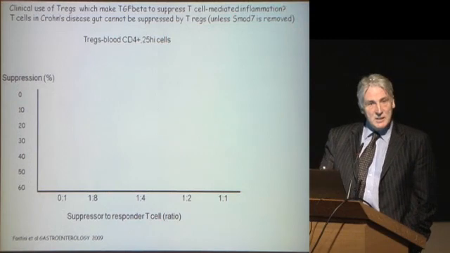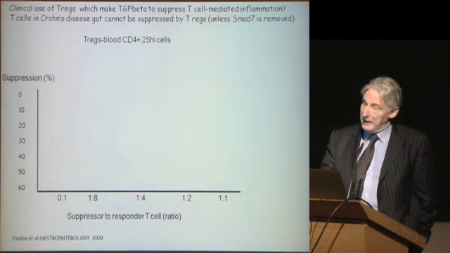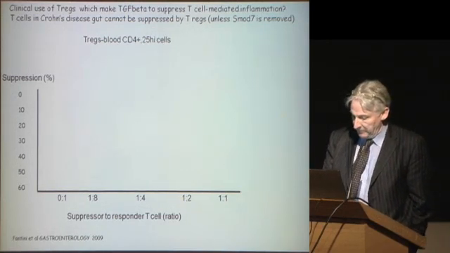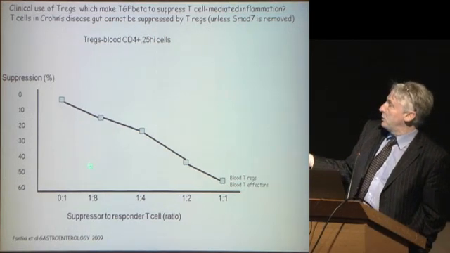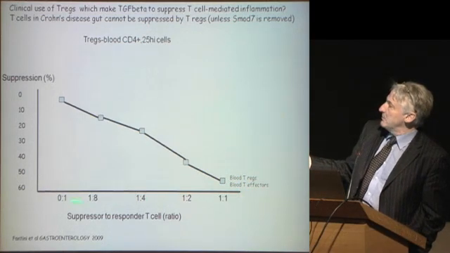Because the question is, will Tregs, which work by making TGF-beta, don't know about IL-10, will they suppress activated T cells from Crohn's gut? And so we can do little experiments, and this is what Massimo did. Actually, what we did, you can take blood Tregs and blood T effectors and mix them up at different ratios and measure proliferation and cytokine production.